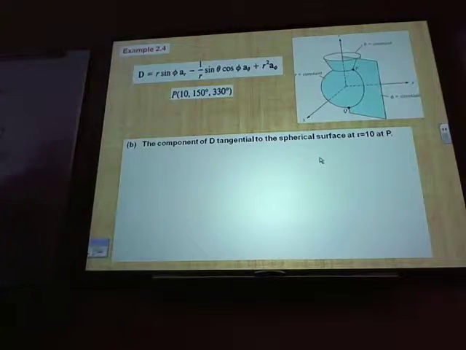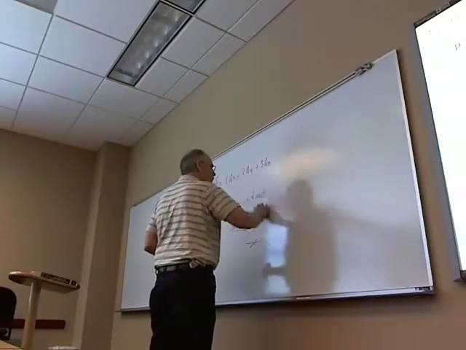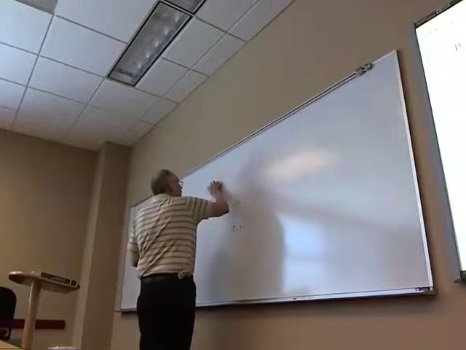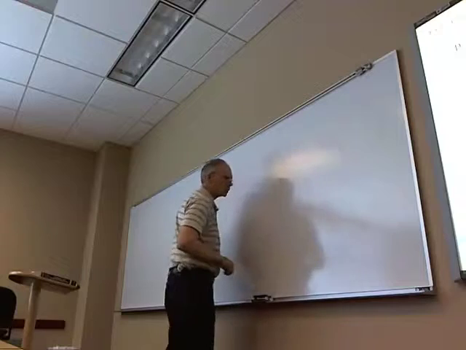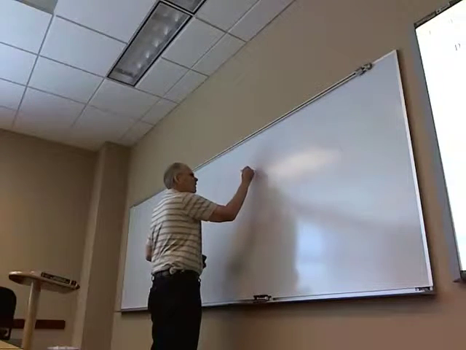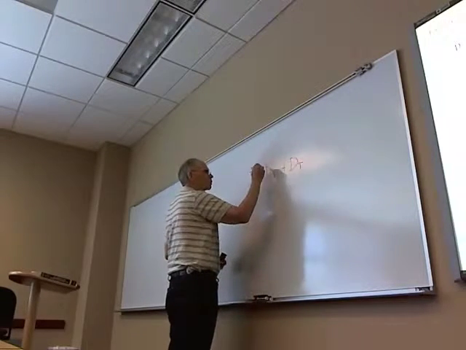Tangential, what does it mean? Every point that has a surface has two components. It has a tangential component and a normal component. It can have more than one tangential component, but it cannot have more than one normal component. Well, it can have a plus or minus. But every vector can be broken down, D can always be D sub n plus D sub tangential.